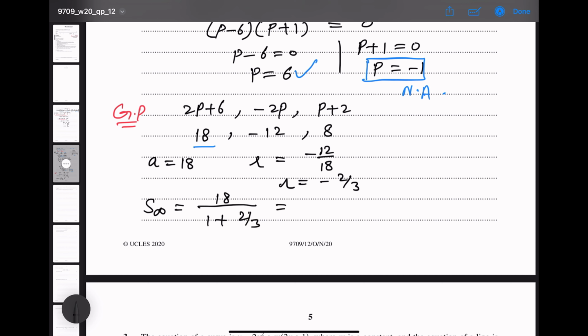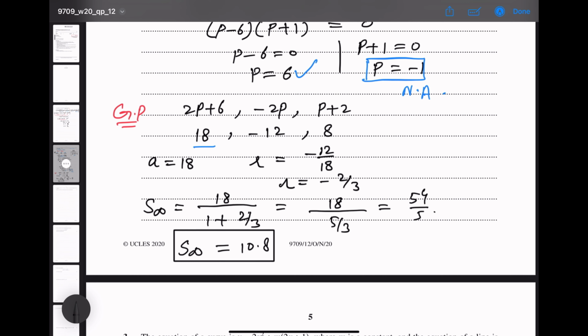By taking LCM, we get 18 over 5 over 3. That becomes 54 over 5. So we will write it in three significant figures, that is 10.8. This is the sum of infinite terms.